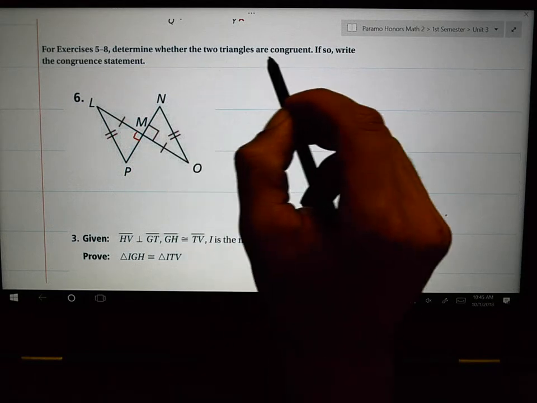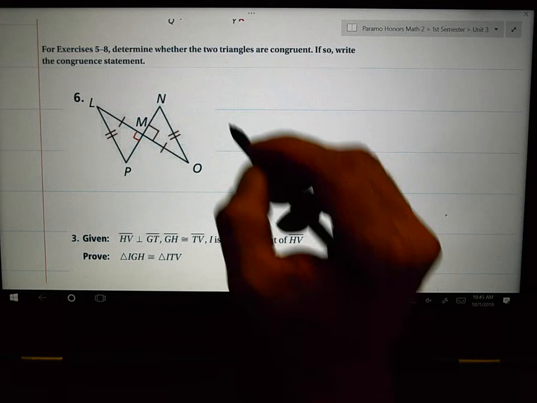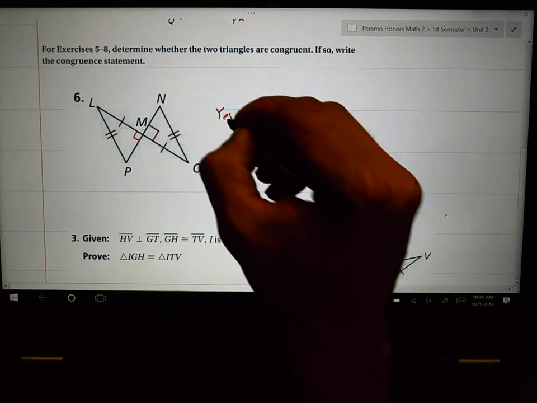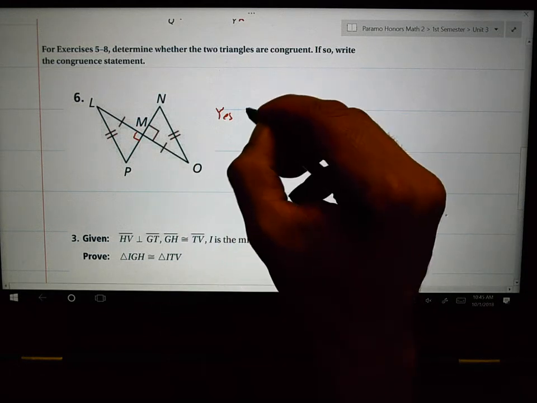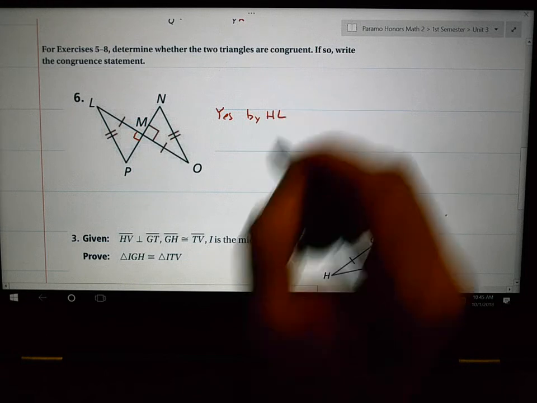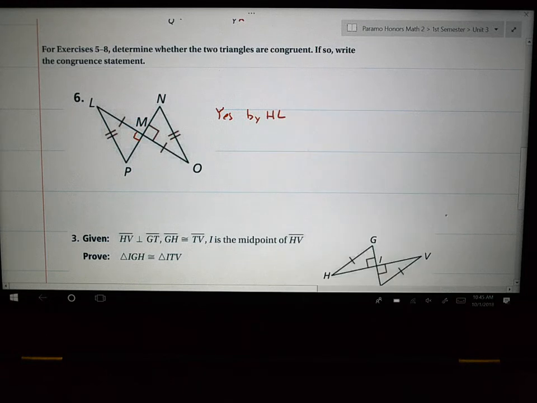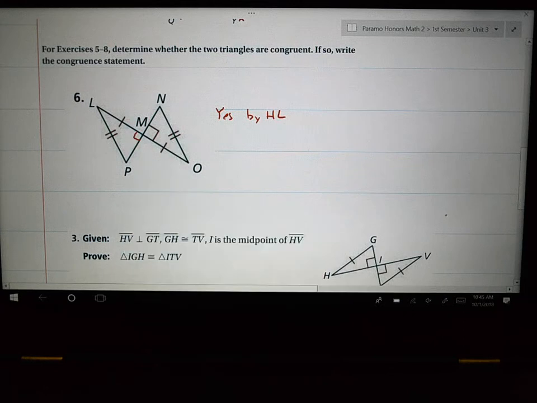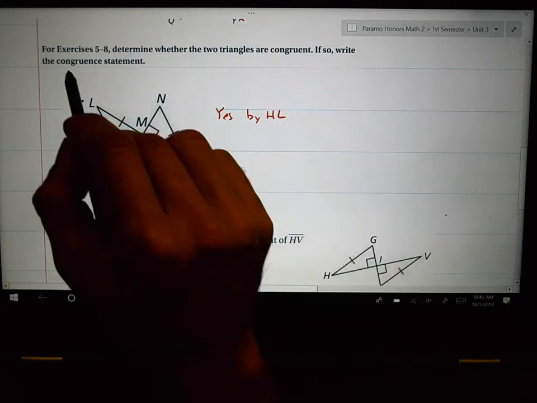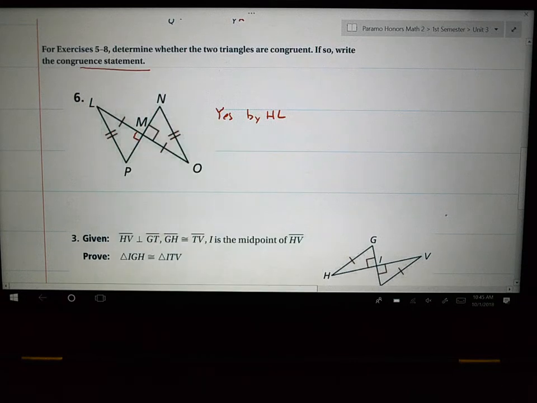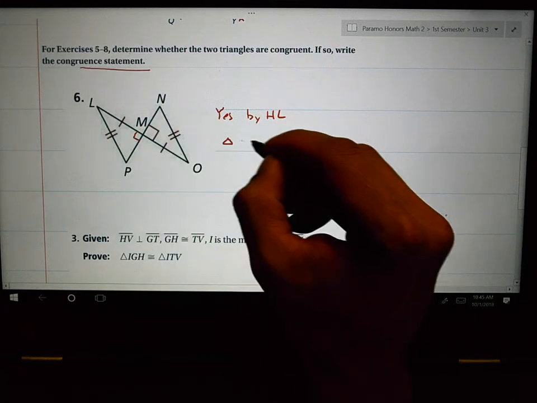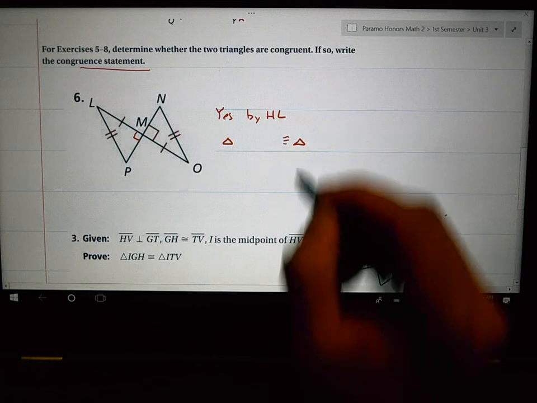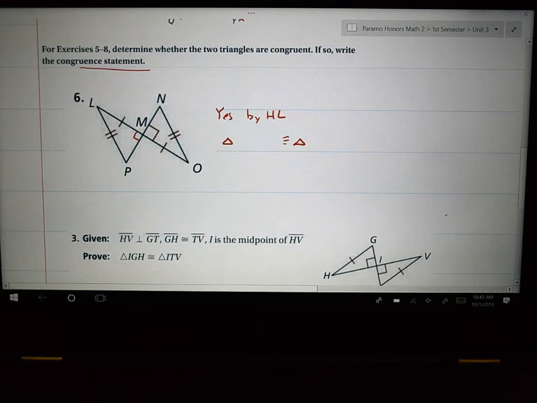Are the two triangles congruent, yes or no? Yes. We know that they are congruent. It doesn't ask us for this, but I'm going to write because of HL. Because this has a hypotenuse, that has a hypotenuse, and a leg that's the same. If so, write the congruence statement. That is where we write one triangle is congruent to another triangle, and the letters have to match.